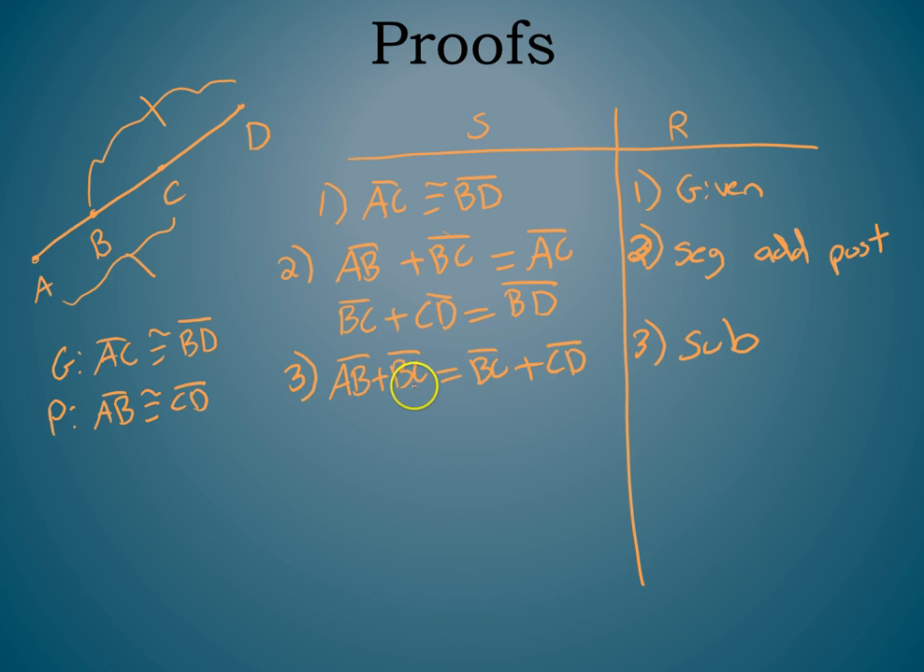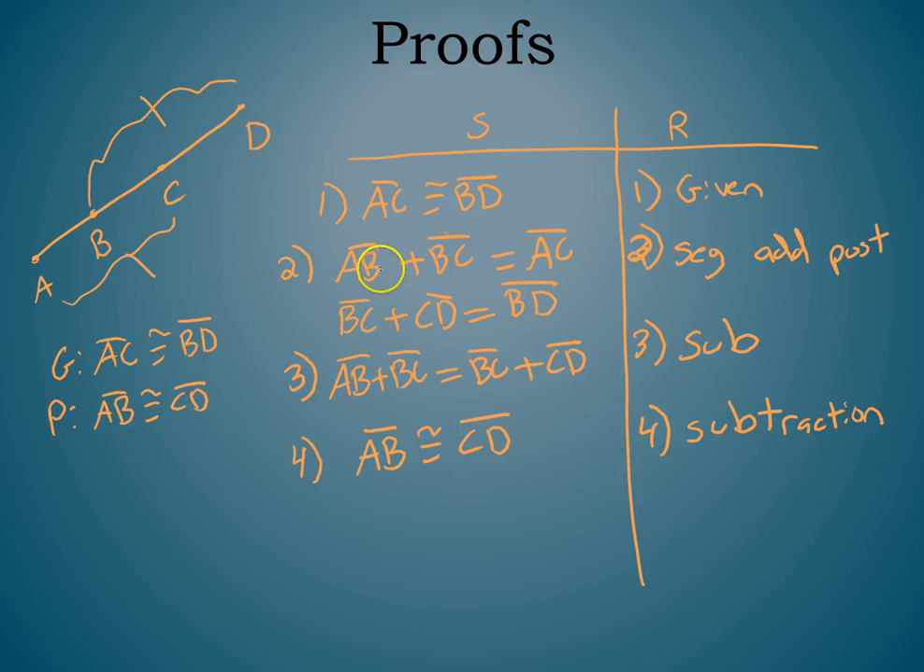And now if you notice in this equation in step 3, BCs are on both the left and right-hand sides. So they will subtract out, leaving just AB congruent to CD. That's our subtraction. You can abbreviate it SUBT for subtraction, or you can write it out.